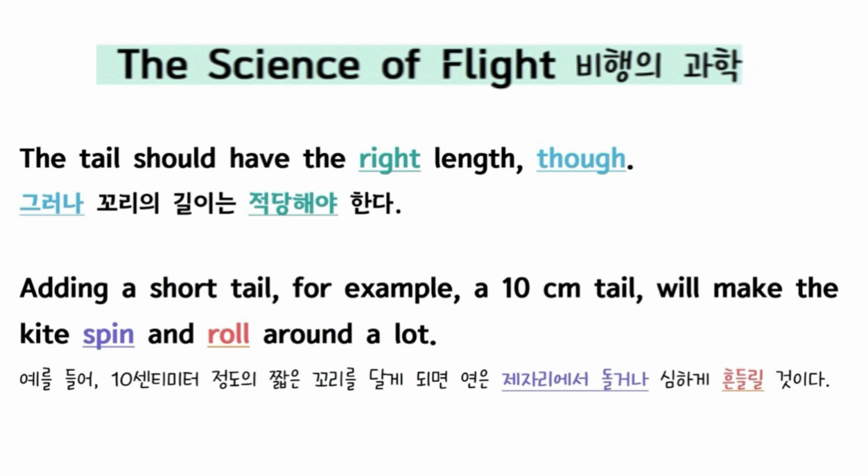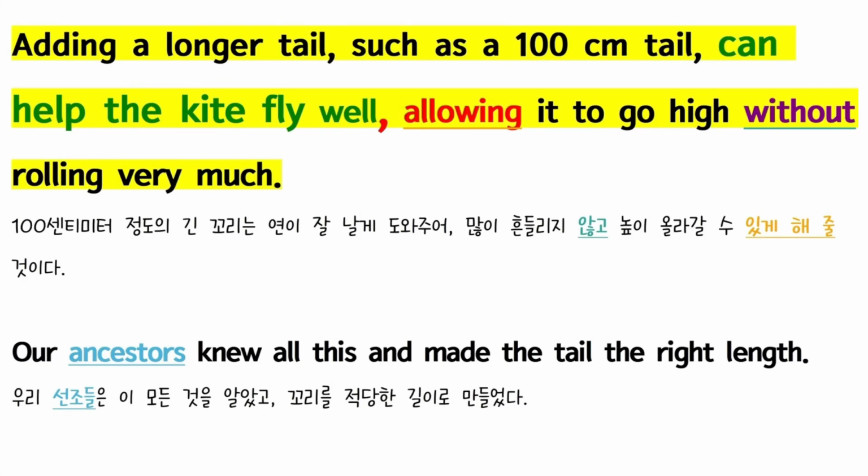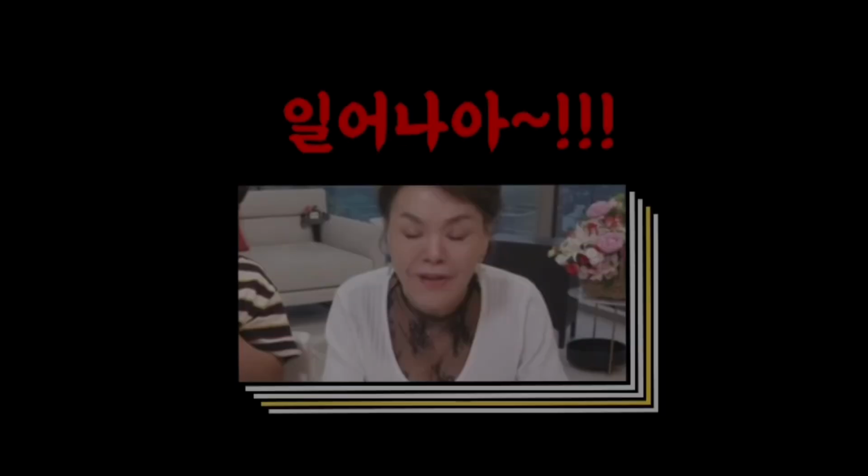Adding a short tail, for example, a 10-centimeter tail, will make the kite spin and roll around a lot. Adding a longer tail, such as a 100-centimeter tail, can help the kite fly well, allowing it to go high without rolling very much. Our ancestors knew all this, and made the tail the right length.